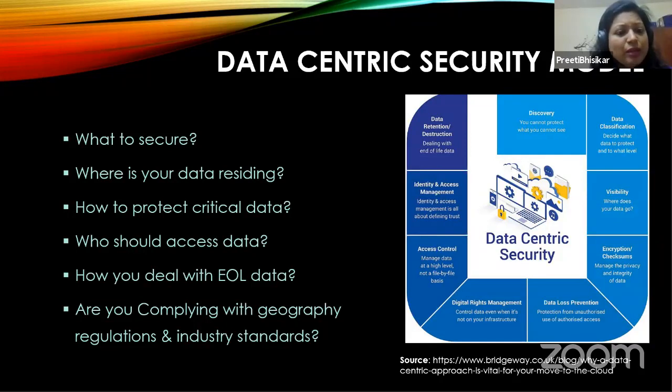Once we get the visibility that, okay, this is what I want to secure, because we cannot secure everything, we need to know what the crown jewels are, in terms of what is critical data for my organization and what is non-critical data. Because if you want to secure, it costs, based on the protection technology that you want to use. So that is how you want to protect your critical data. Then, who should access your data? Once you have an understanding and visibility of what is your critical data, what is your non-critical data, where it is residing, and what technology you're using to protect it, you should know who is supposed to access that.